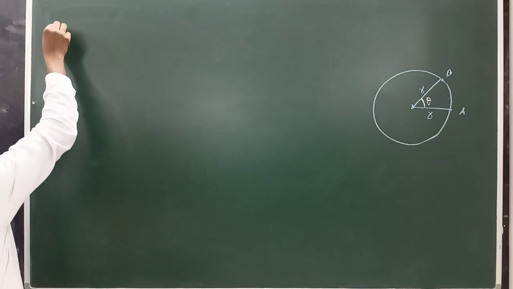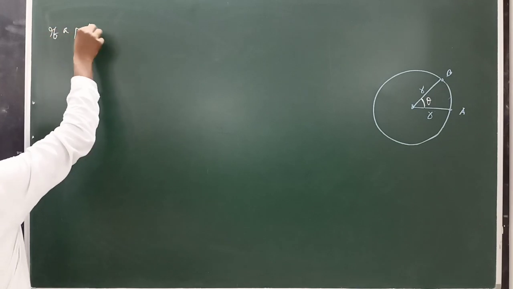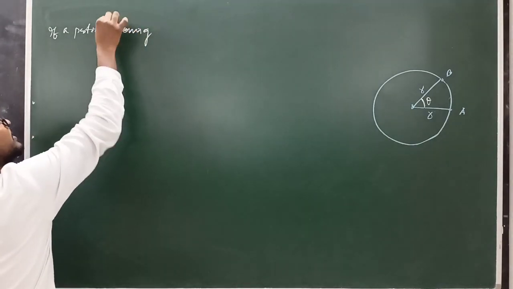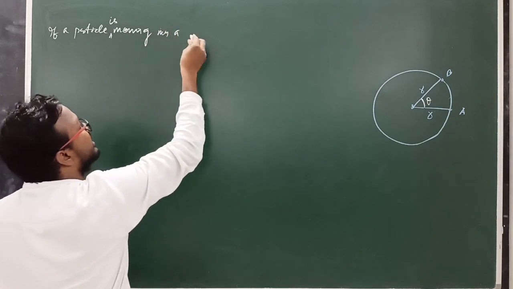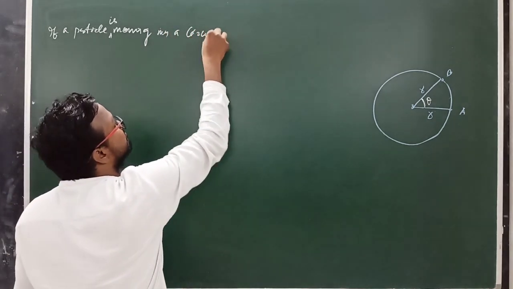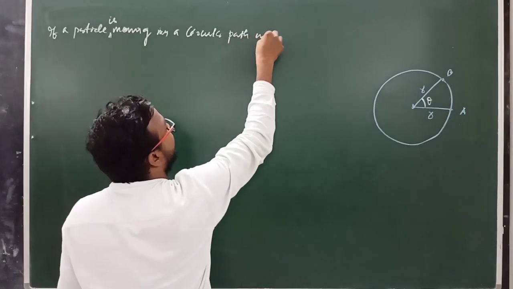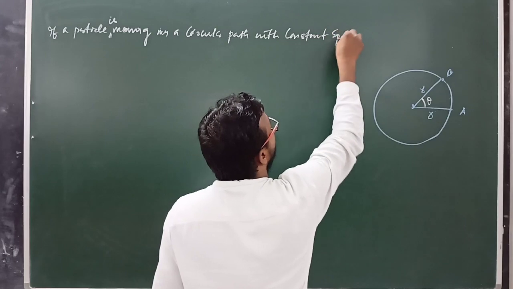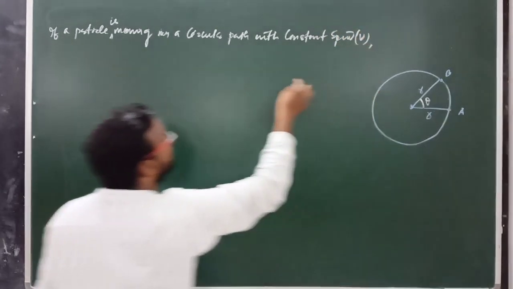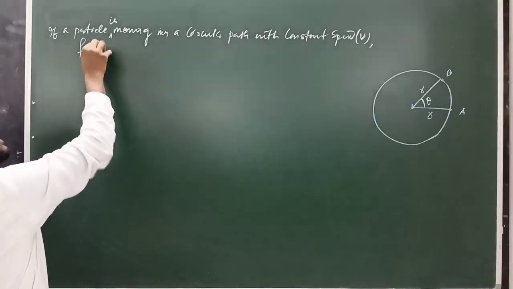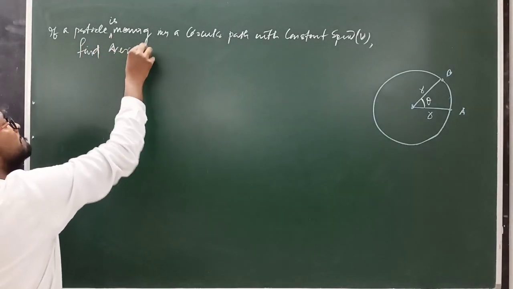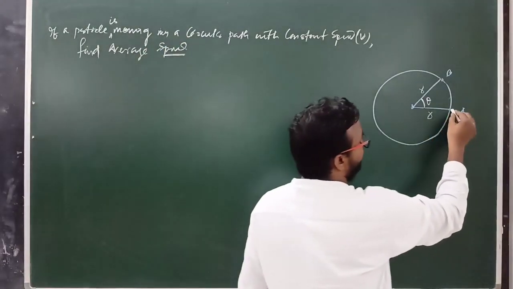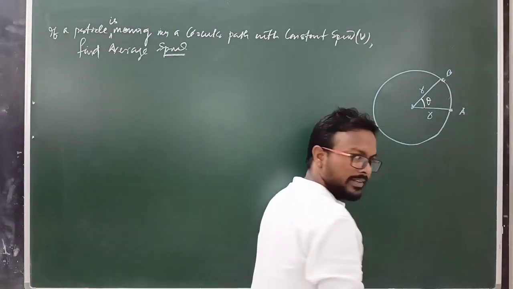The question asks: if a particle is moving in a circular path with constant speed v, find the average speed of the particle. Average speed means between two points. This is point A and this is point B.